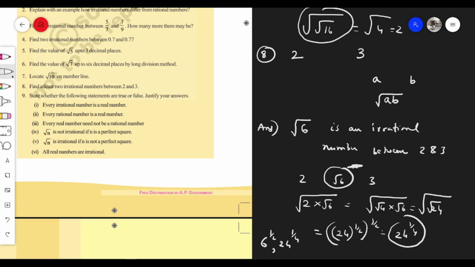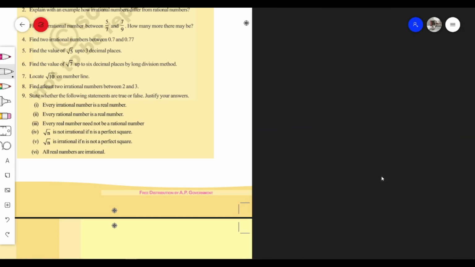Right, let me quickly jump to question number 9, the last one in this exercise. True or false statements. Let's go on quickly. Every irrational number is a real number. Anyway, I should introduce the definition of real number here itself. We have learnt about rational numbers and irrational numbers. These two together are called real numbers. This is the definition.